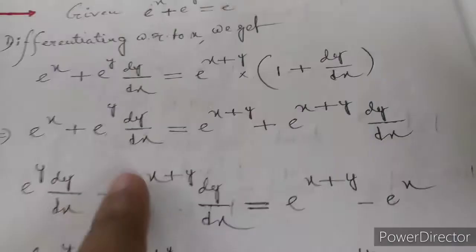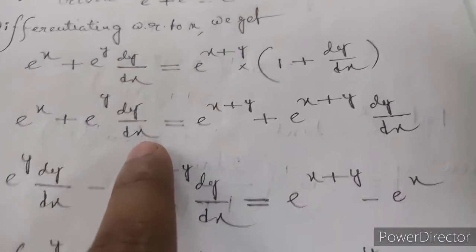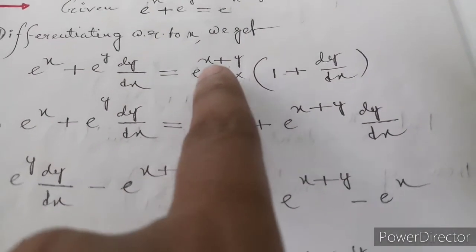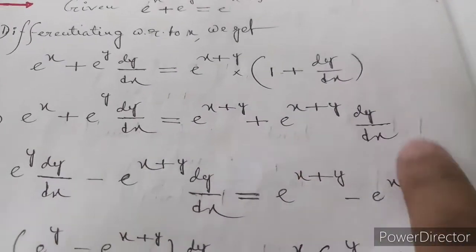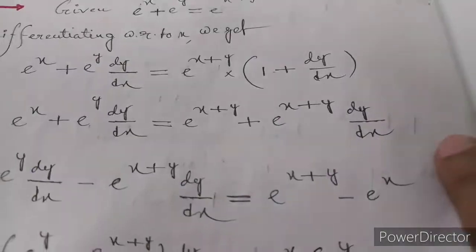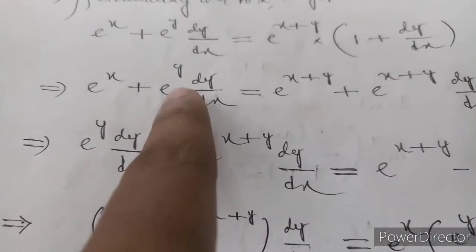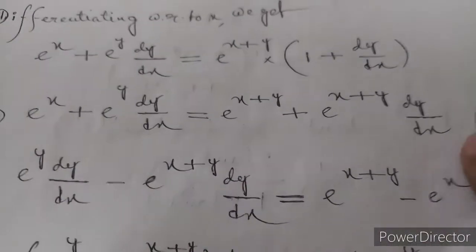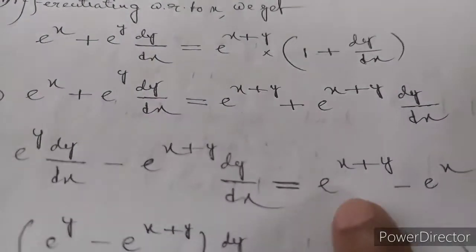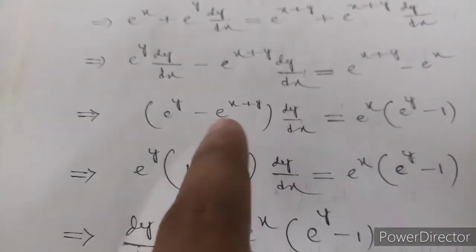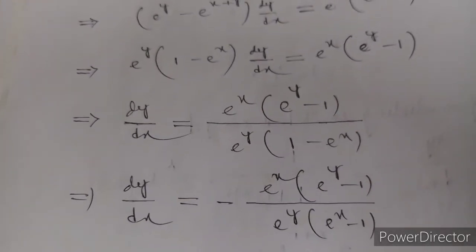Check the calculation. It's a simple calculation. E to the power x plus e to the power y dy/dx, and it should be e to the power x plus y into 1, that is e to the power x plus y, plus e to the power x plus y dy/dx. Now collect only the dy/dx terms. So it should be e to the power y dy/dx minus e to the power x plus y into dy/dx equal to e to the power x plus y minus e to the power x. So dy/dx is common. Now dividing both sides and you get your result. Clear? Check the calculation. It's a very simple sum.